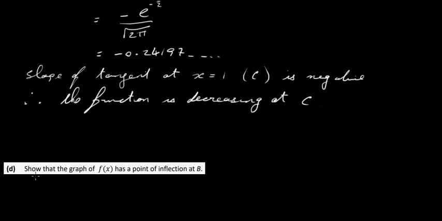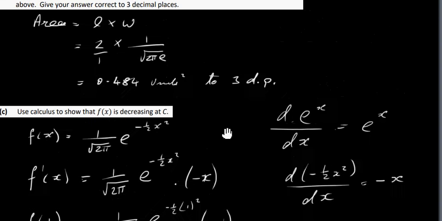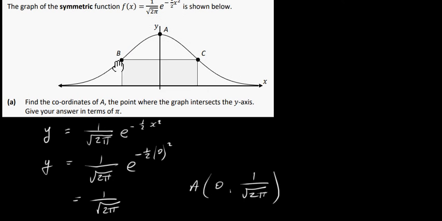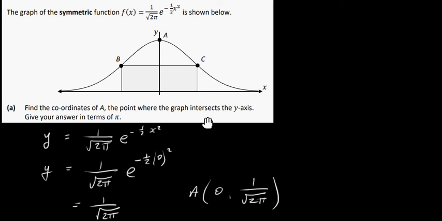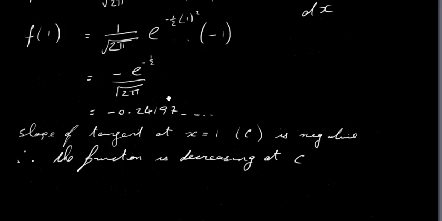Now part D then, show that the graph of f of x has a point of inflection at B. If we look at B here on our graph, we have apparently a point of inflection here. Points of inflection are found by differentiating the function twice and letting that second differential equal 0. We can show that by putting in the x coordinate, which is -1, and we should end up with 0. So let's differentiate this function a second time.